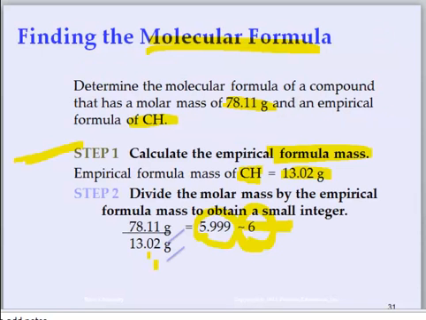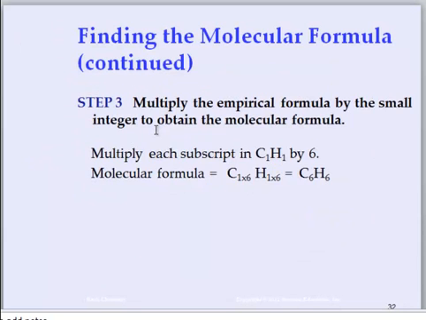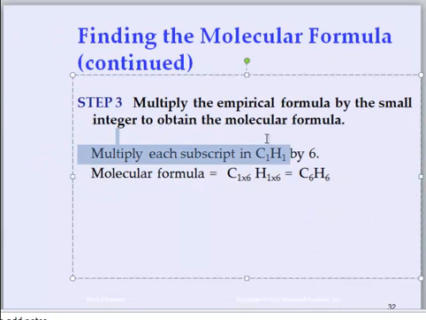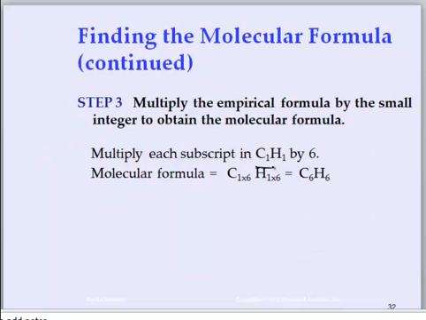In step 3, you multiply the empirical formula by the whole number that we just found. The empirical formula given to us was CH. You take CH and multiply it by 6, so the formula would then be C6H6. We'll probably do some more problems in class to reinforce these concepts.